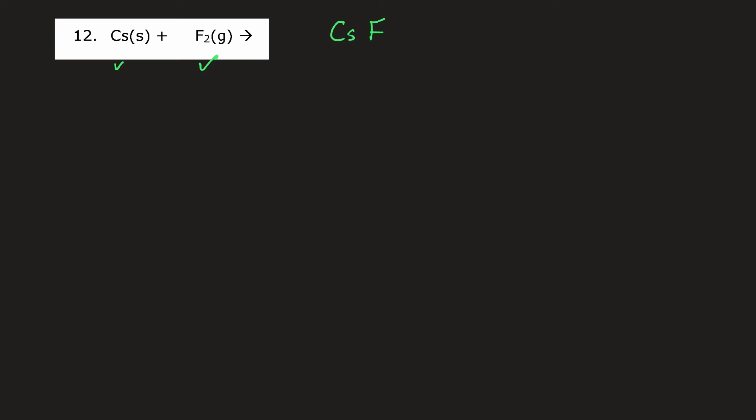Now let's balance. 1 cesium, 1 cesium. 2 fluorines, only 1 fluorine. Let's fix that. We'll put a 2 there. But when I do put a 2 there, that does fix my fluorines, but it messes up the cesiums. Because now I've got 2 cesiums, so over on this side I need to have 2 cesiums. Now my equation is balanced.